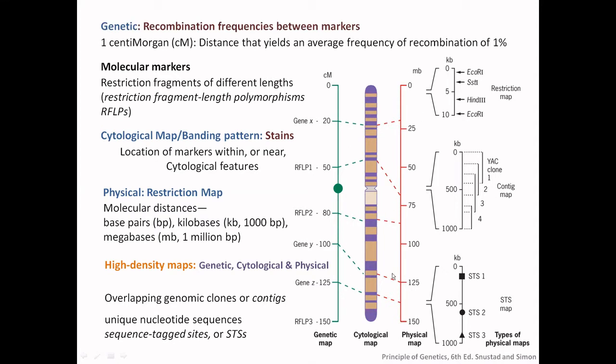Then we have the physical map, which is completely based on the sequence. Then the restriction mapping, that we will discuss in one of the following slides. These three are interconvertible, which we will also discuss.